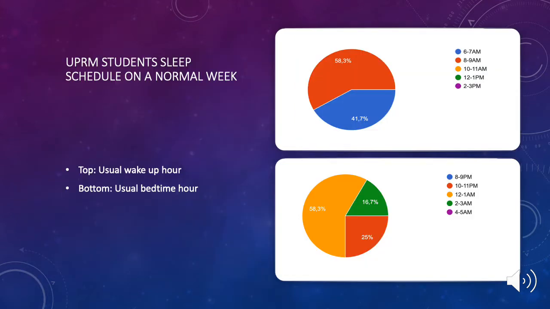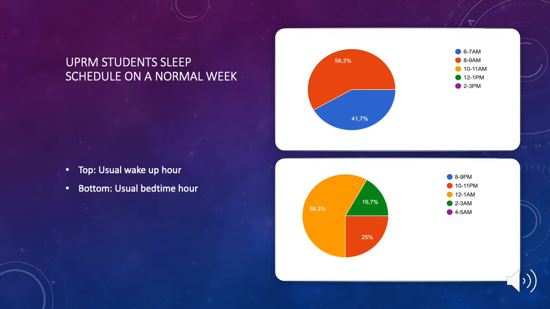UPRM students' sleep schedule on a normal week. As said before, we asked our students their sleep schedule. In the top pie chart, we see they were asked their usual wake-up hour. We can see that 58% wake up between 8 and 9 a.m. to go to class, while 41% wake up between 6 and 7 a.m.